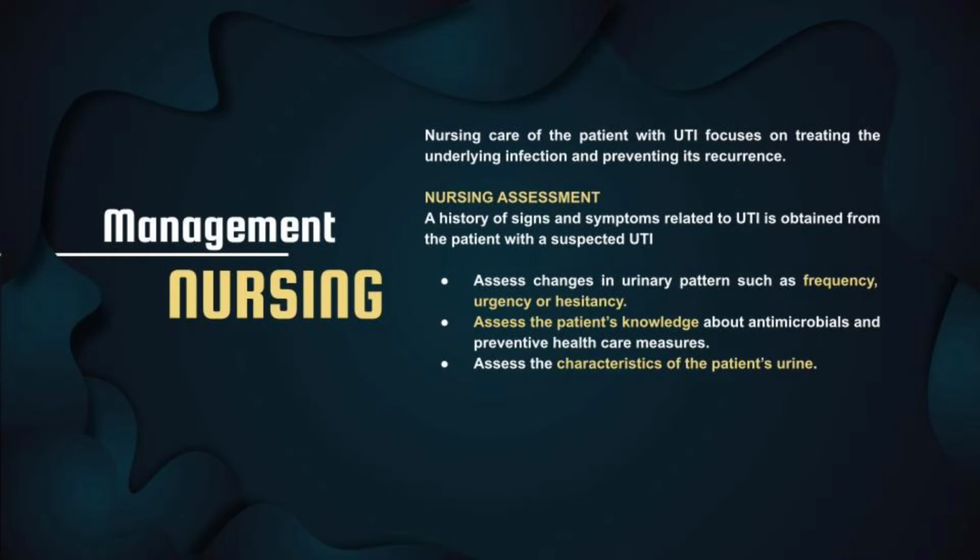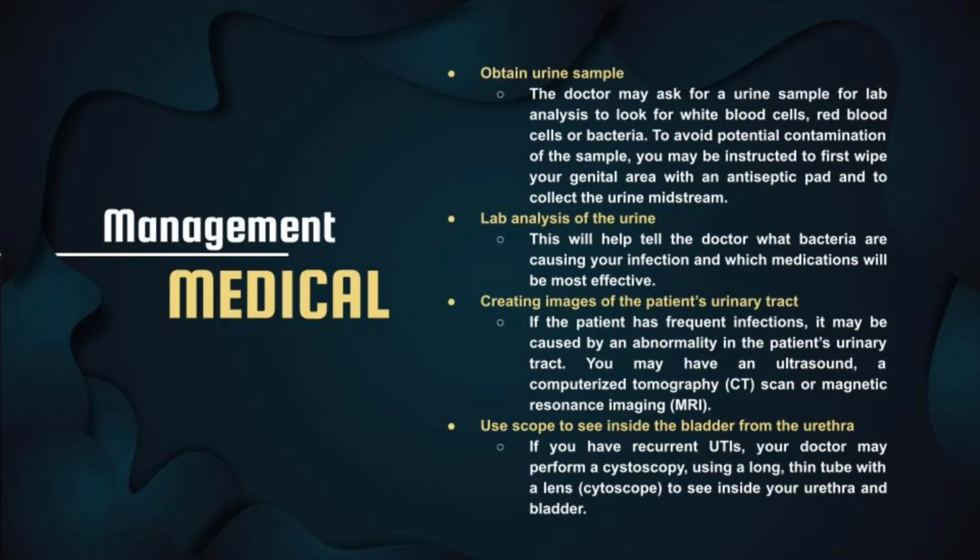For medical management, first we can obtain urine sample. So the doctor may ask for a urine sample for lab analysis to look for white blood cells, red blood cells, or bacteria. For us to avoid potential contamination of the sample, the client may be instructed to first wipe their genitalia with an antiseptic pad and to collect the urine midstream.